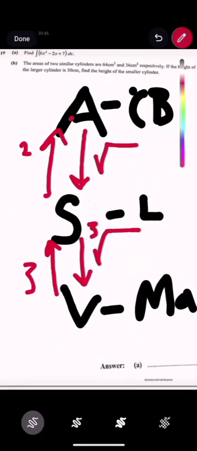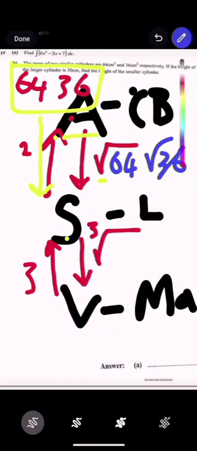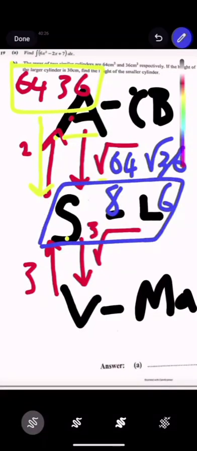Okay, let's apply this concept now. So the areas of two similar cylinders are 64 and 36. They've given us the areas of the cylinders, which are 64 and 36. Now they want us to find the heights. So we need to move from here, where we're talking about areas, to here, where we should be talking about sides. How do we move from areas to sides? We do square root, meaning we have to square root 64 and square root 36. Square root of 64 is 8 and square root of 36 is 6. So on the sides, that's where we are now.